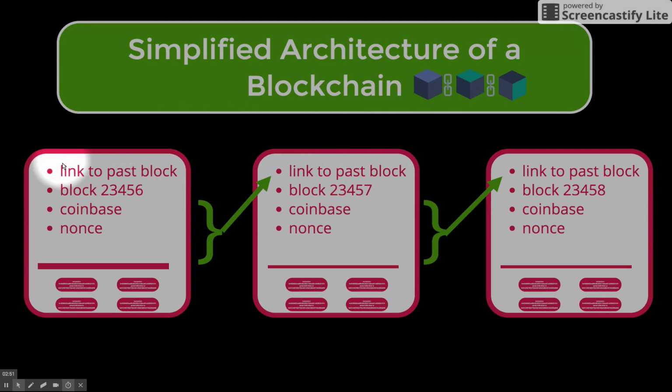So you start with a particular block. Say this block is number 2, 3, 4, 5, 6. This block has a link to a past block, has Coinbase and nonce and other things that I've not talked about. Now let's look at the next block. The next block has a particular link to this past block. So block 2, 3, 4, 5, 7 has a link to block 2, 3, 4, 5, 6. And then the next block again has another link. And this one links to block 2, 3, 4, 5, 7. So block 2, 3, 4, 5, 8 links to the previous block. Now it's called a blockchain because all of these blocks are chained together through these links.